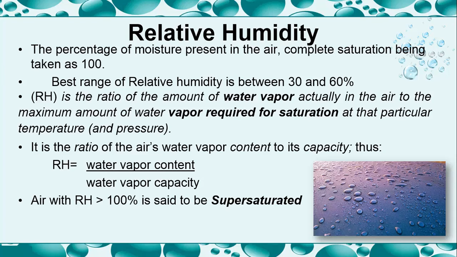Air with a 50% relative humidity actually contains 1/2 the amount required for saturation. Air with a 100% relative humidity is said to be saturated because it is filled to capacity with water vapor. Air with relative humidity greater than 100% is said to be supersaturated.